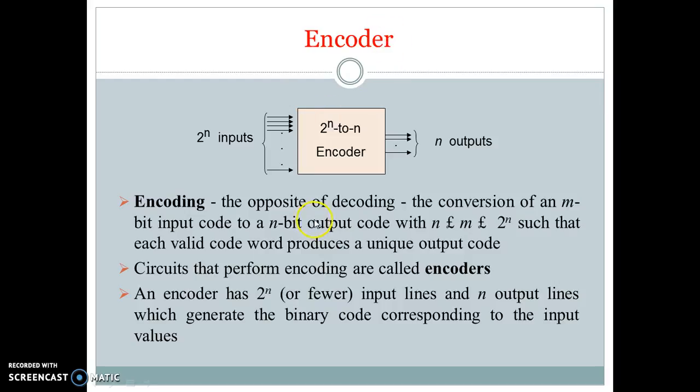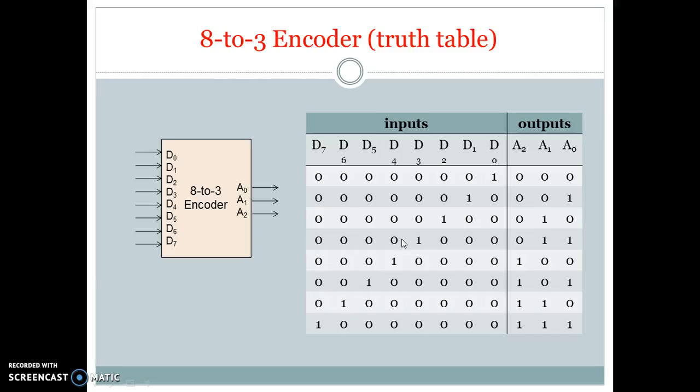The encoder is just the opposite of the decoder. It is the conversion of an m-bit input code to an n-bit output code, with n less than m and m up to 2 power n, such that each valid code word produces a unique output code. The circuit that performs encoding is called the encoder. A decoder means a minimum number of inputs to a maximum number of outputs, while an encoder means a maximum number of inputs to a minimum number of outputs. That is the difference between encoder and decoder.